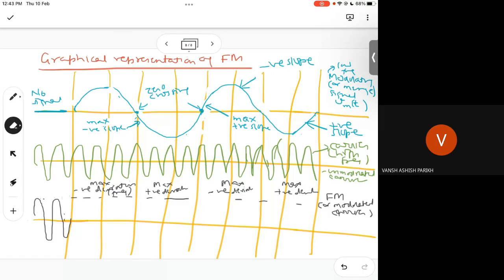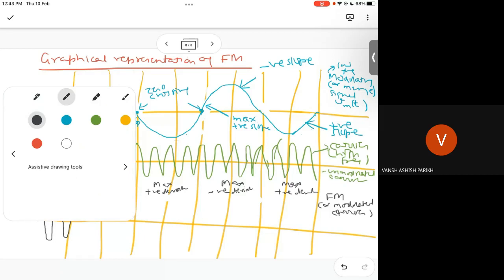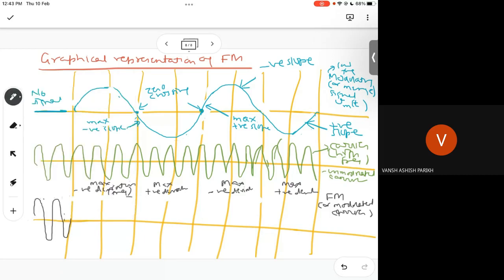I draw with the same color. The amplitude of the carrier will remain the same. Only my frequency is changing, and the frequency deviation is changing. The frequency could be minimum or maximum. Here, this is the maximum negative deviation, so my frequency will become smaller than the original carrier frequency.